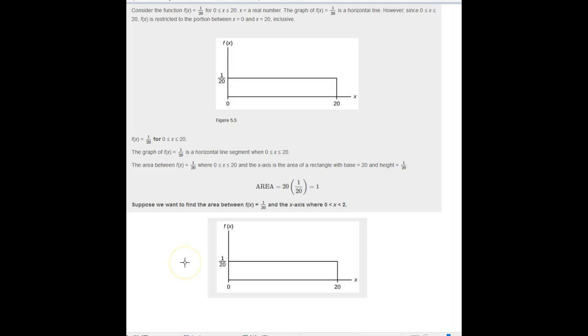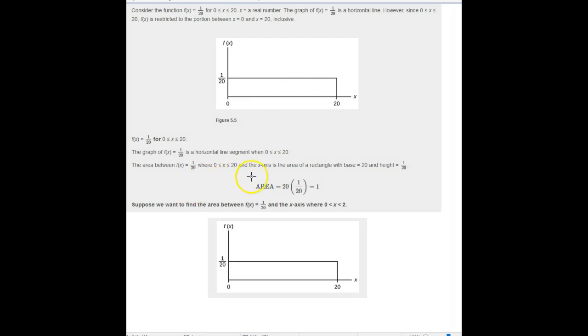Okay, here's our example. So consider the function f of x equals 1/20 for x between 0 and 20 inclusive. X is a real number. The graph of f of x equals 1/20 is a horizontal line you can see here. However, since x is between 0 and 20 inclusive, f of x is restricted to the portion between x equals 0 and x equals 20. So all of this here.